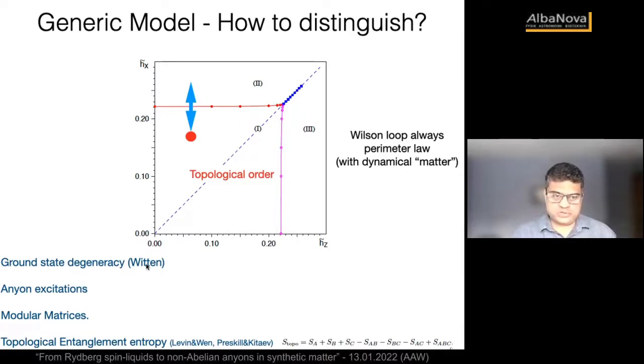For example, there's a proposal by Edgerton back in the 80s. If you were to put the system on a non-trivial topology, like a torus, for example, with periodic boundary conditions, you would find degenerate ground states. You could look directly for the excitations and show that there are anyons. There are other things called modular matrices that you could do. There's something known as topological entanglement entropy, very beautiful idea, where you measure the entanglement entropy of different subregions and then make a very careful cancellation between them and then reveal that there is a constant which is not possible in a trivial phase. Okay, so there are all these ideas, but they're all extremely challenging to implement experimentally.